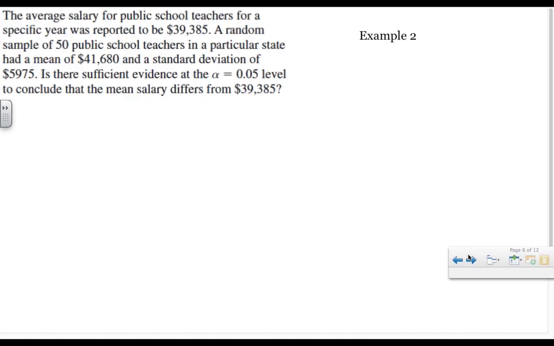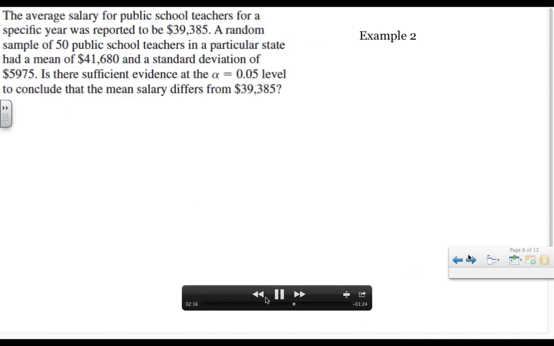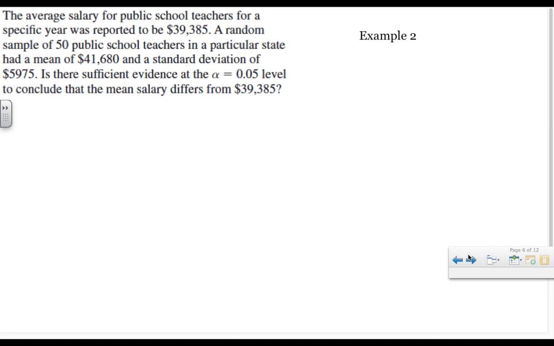Okay? So, example 2. An average salary for public school teachers for a specific year was reported to be $39,385. A random sample of 50 public school teachers in a particular state had a mean of 41,680 and a standard deviation of 5,975. Is there sufficient evidence at alpha equals 0.05 level to conclude that the mean salaries differ from 39,385?